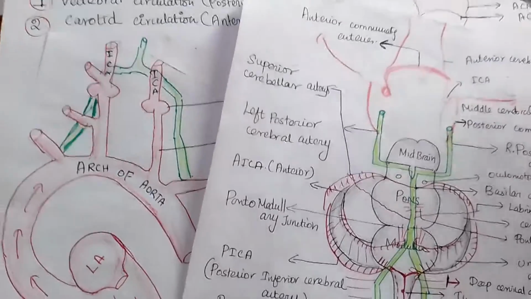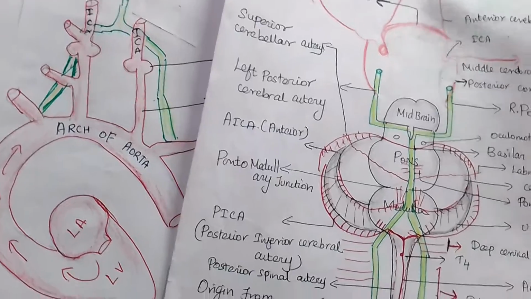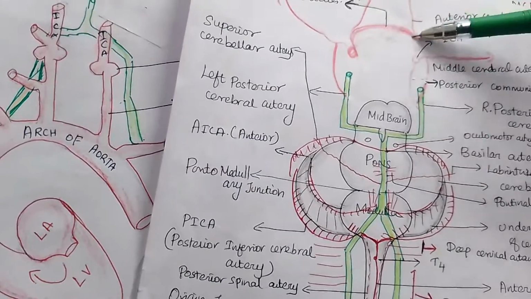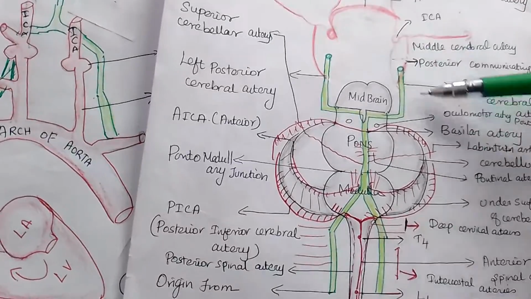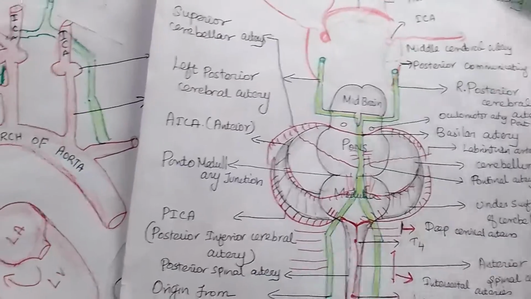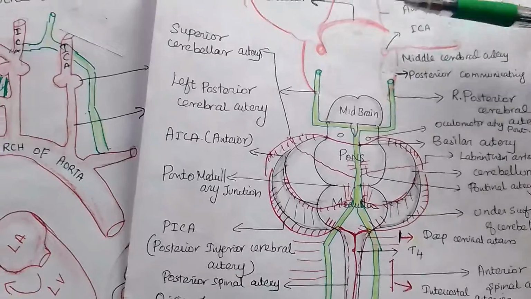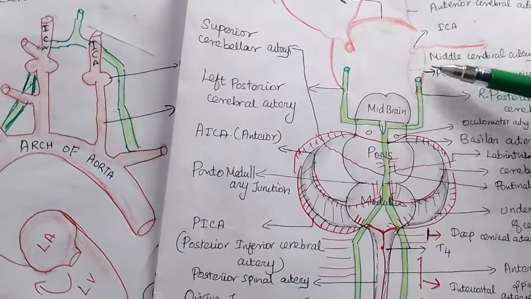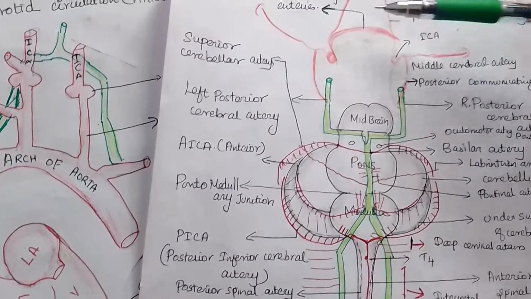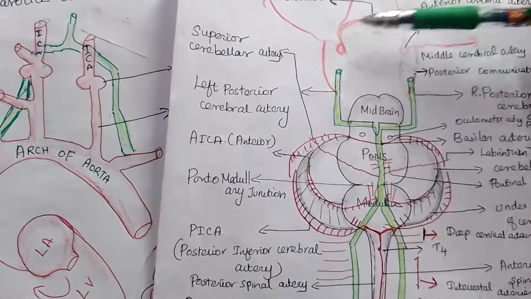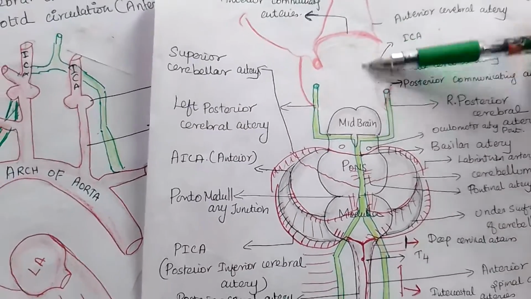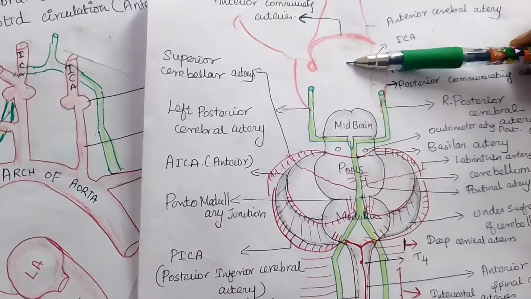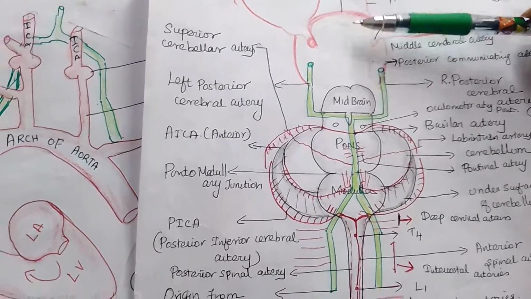So the anterior cerebral arteries connecting together is the anterior communicating artery. Then posteriorly, the posterior cerebral artery and the middle cerebral artery are connecting at the backside. It's called the posterior communicating artery. So anterior communicating and posterior communicating are connecting together. This forms a circle. It is called the circle of Willis. Understand? This is called the circle of Willis.